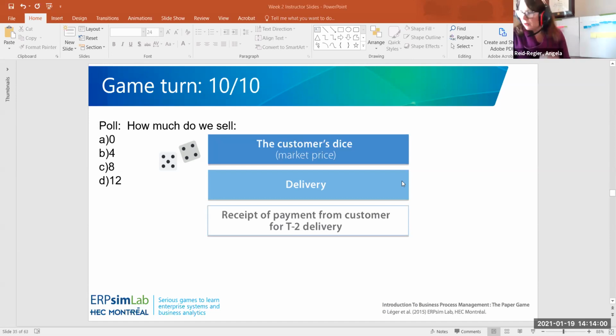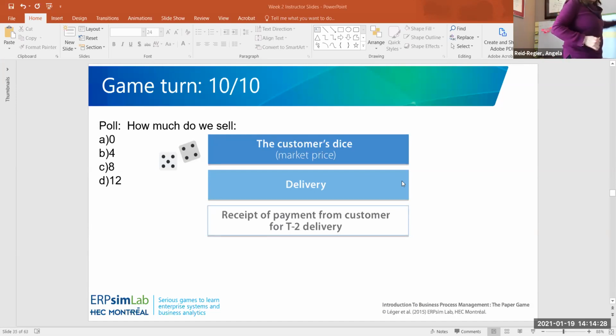Again, we're only selling, so let's roll the dice. And the customer is paying $7. So how much are we going to sell? And how much do you have in inventory? Let's assume we have 12 sheets left. Okay, so there is the sales order from our customer.